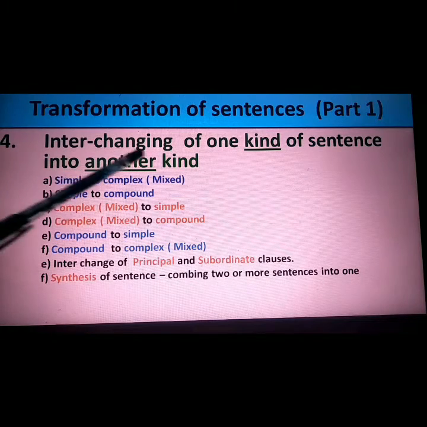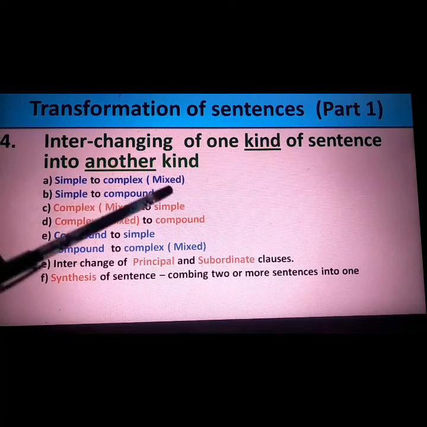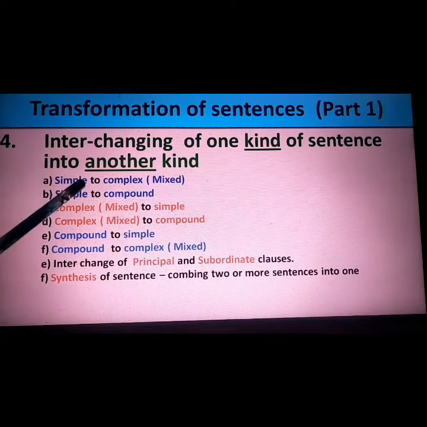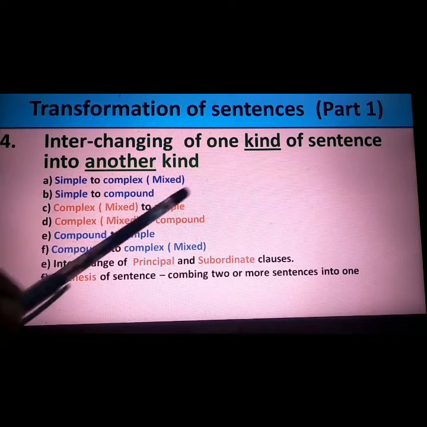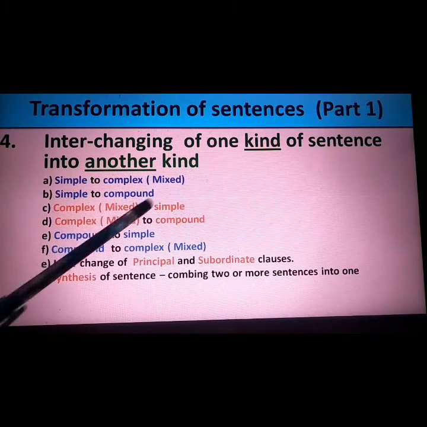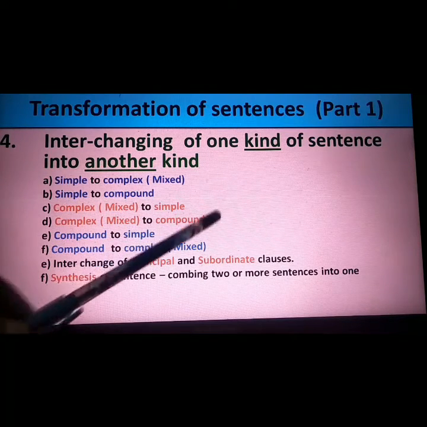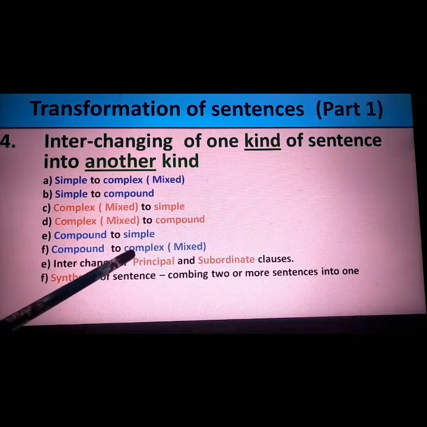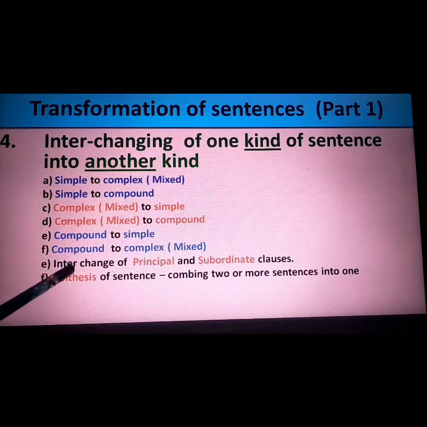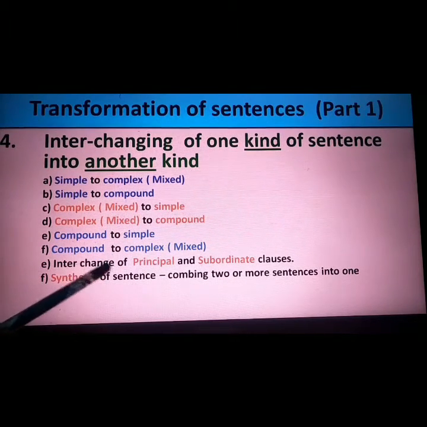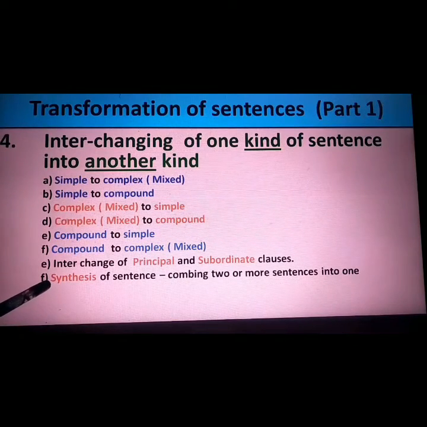Moving further, we see interchange of one kind of sentence into another kind of sentence. For example, a simple sentence is made into a complex or mixed sentence. Simple is made into compound, complex is made into simple, complex is made into compound. Compound sentences are made into simple sentences, or a compound sentence is made into a complex sentence. So we also do the interchange of principal and subordinate clauses, and then we also have synthesis of sentences.